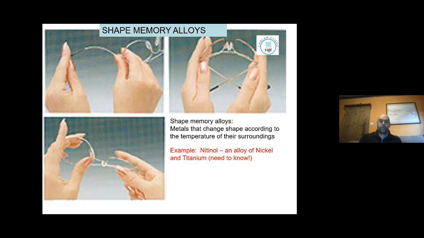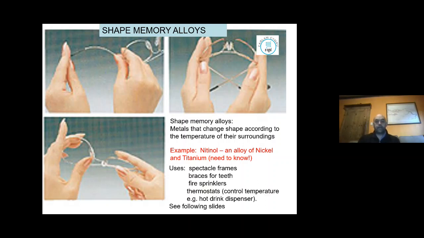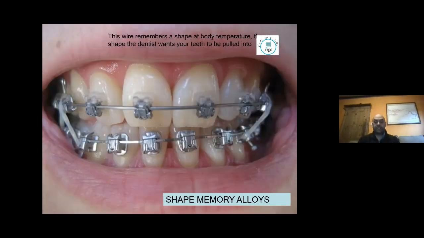And it's worth noting an example. So we have this alloy, it's called nitinol, and it's an alloy of nickel and titanium. And we're just going to quickly discuss the uses of these smart alloys or shape memory alloys. So you can see here, you may not realise it, but braces, actually the metal here, not the clamps, but the metal across here, this is shape memory alloy. It's not just an ordinary metal.